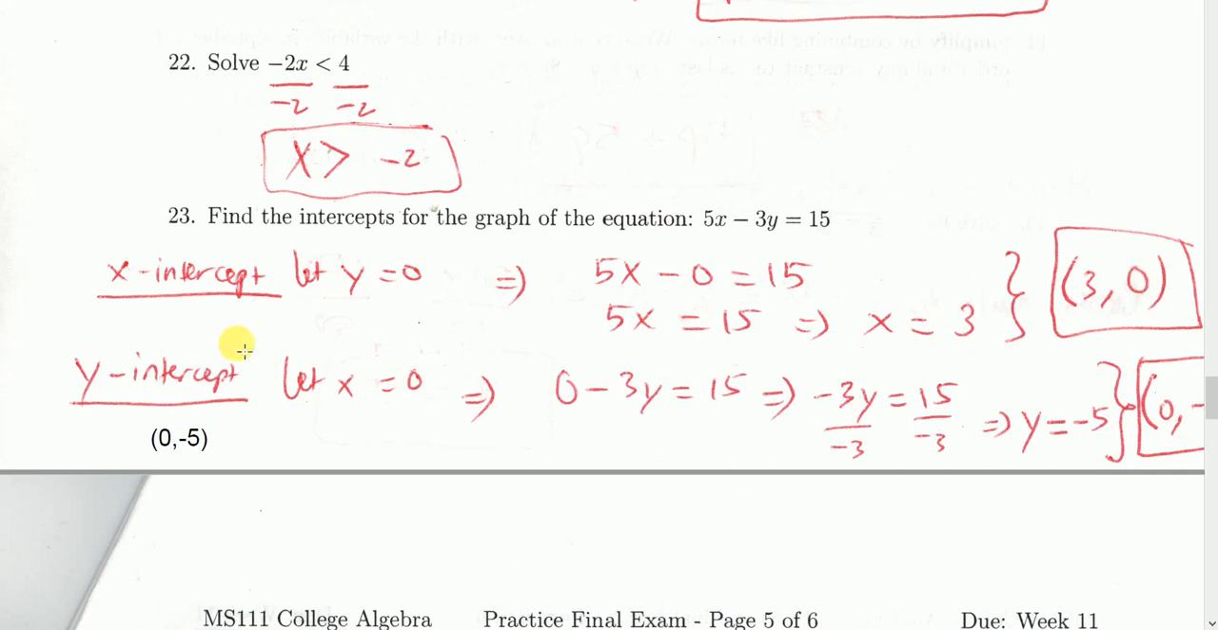Now in order to solve for the y-intercept, let x equal 0 and then plug into this equation. 5 times x is 5 times 0, which is 0. Minus 3y equal to 15. Now solve for y, divide both sides by minus 3. So minus 3 is gone. y equal to 15 divided by minus 3 is minus 5. So your y-intercept is what? x is 0, y is minus 5. So 0 comma minus 5 is the y-intercept. So this is your x-intercept and this is your y-intercept.